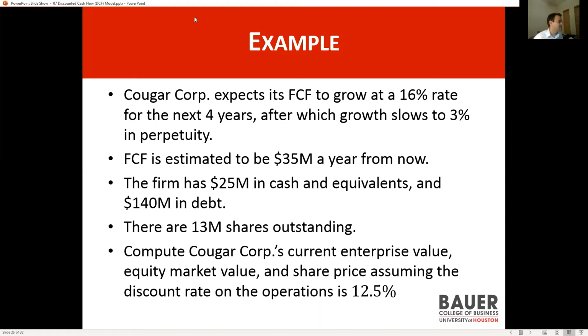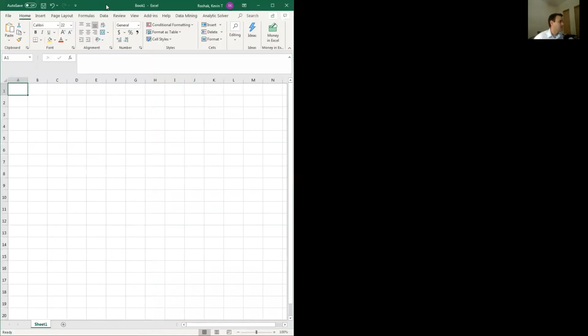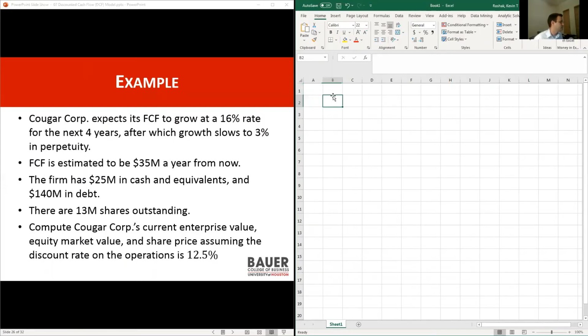So let's set this up. I'm going to set this up in Excel. It's going to be a little bit easier. Okay, so we're going to be sitting at time 0. We want to forecast the free cash flows for this company.